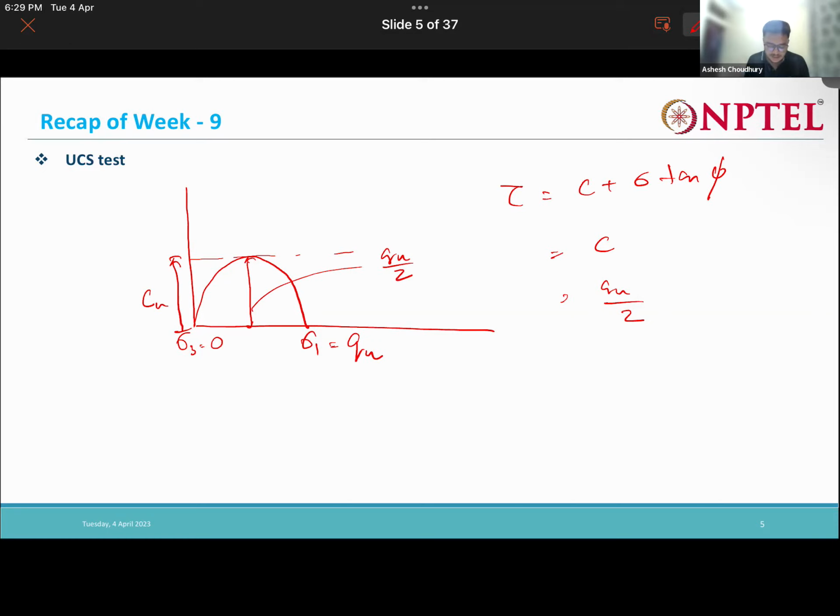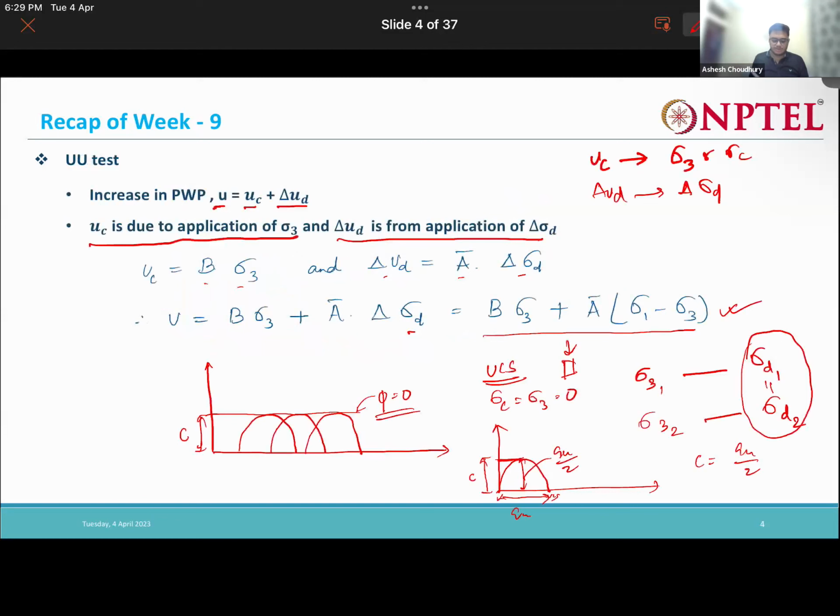Okay, so generally, theoretically, whatever C value you calculate from the UCS test should be equal to the C cohesion value that you calculate from the UU test. Okay, theoretically this should be the case actually.